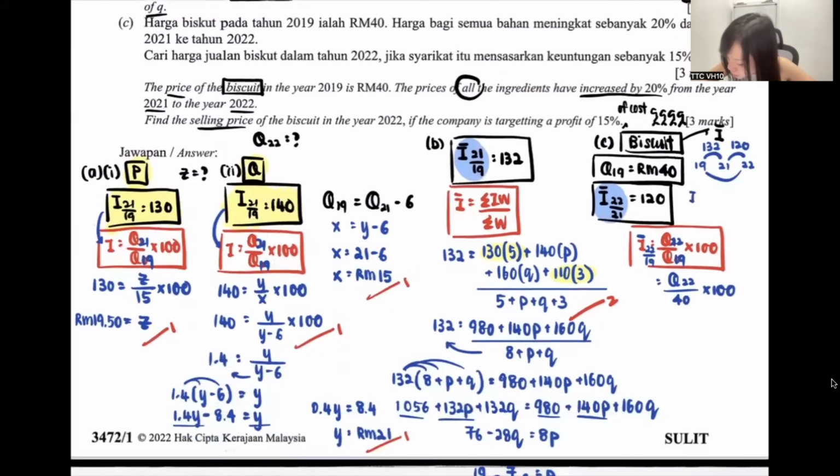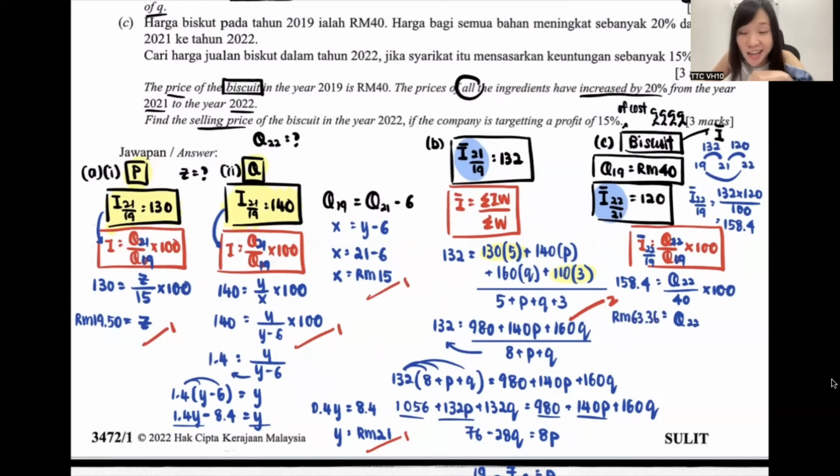So now you want to find the bottom, right? The bottom is the index 2022 over 19. So take your left eye times the right eye, divide by 100, and you get the mouth part. So 132 times 120 divided by 100 is 158.4. Now you can do backwards: 158.4 divided by 100 times 40. I get RM 63.36.